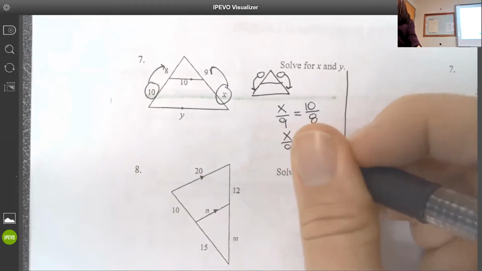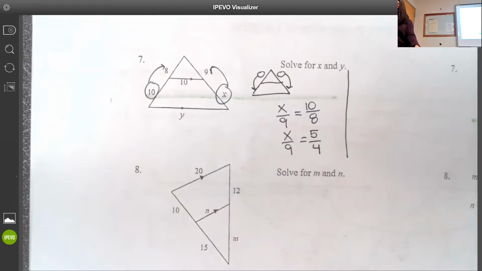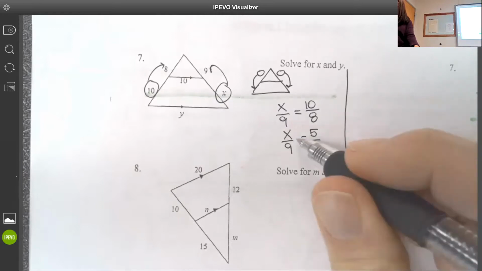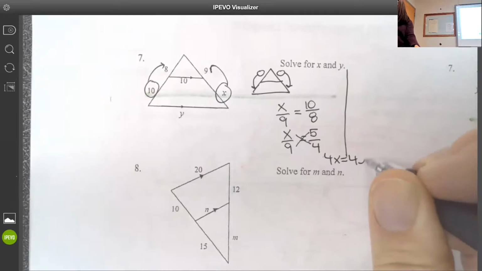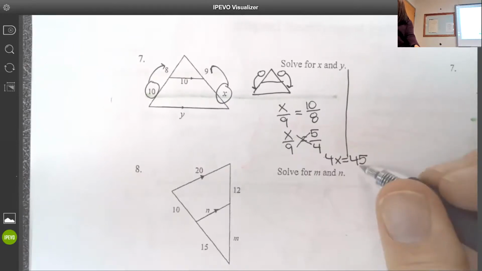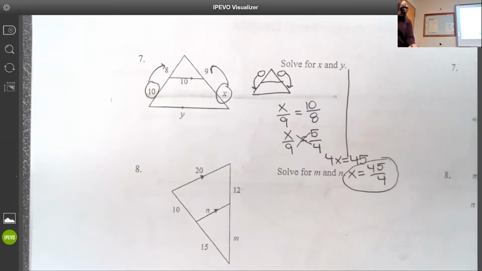Or X over 9 equals 5/4. And we're going to get a fraction here. Cross multiplying, that gives me 4x equals 45. Oh my gosh, I'm not going to be able to do this thing. And x equals 45/4. Okay.